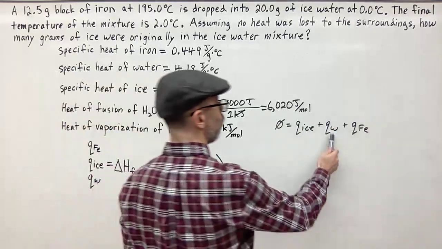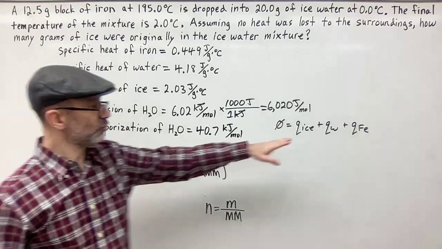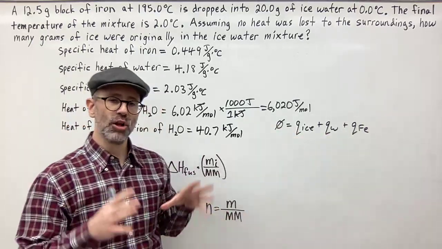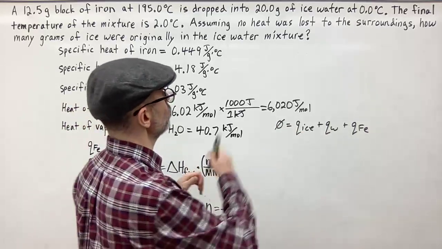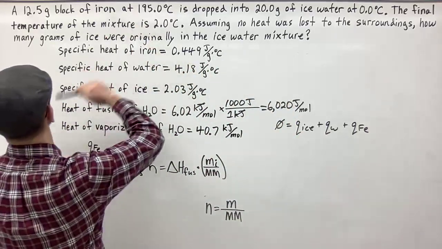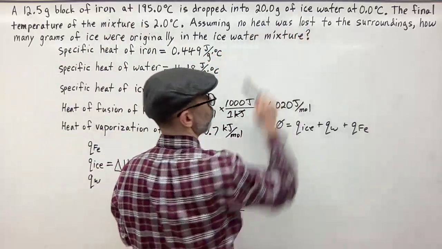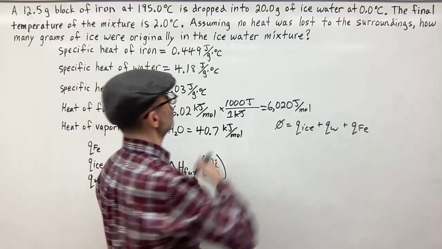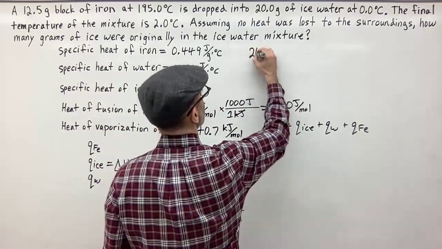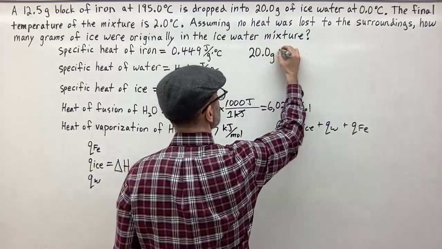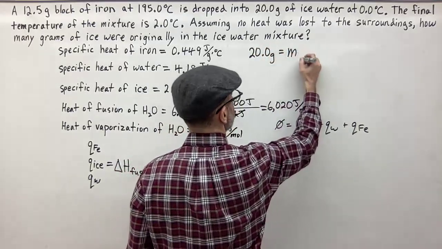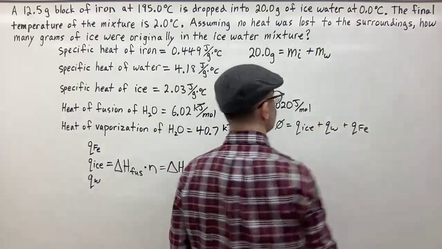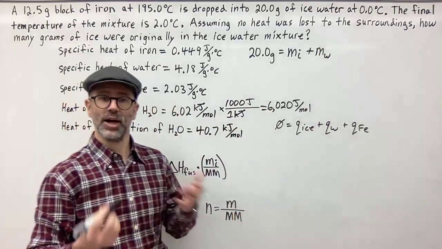What about Q of water? This is also important. Well, what is the water? This is the water after all of the ice melted. So the total mass we're given is 20 grams of ice water. It's 20 grams of ice plus liquid water. So 20.0 grams is equal to the mass in grams of ice plus the mass in grams of the water that was there with the ice. It's a mixture.